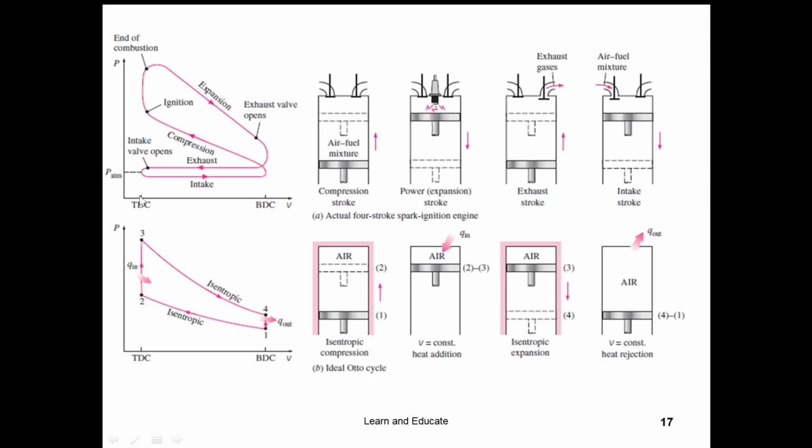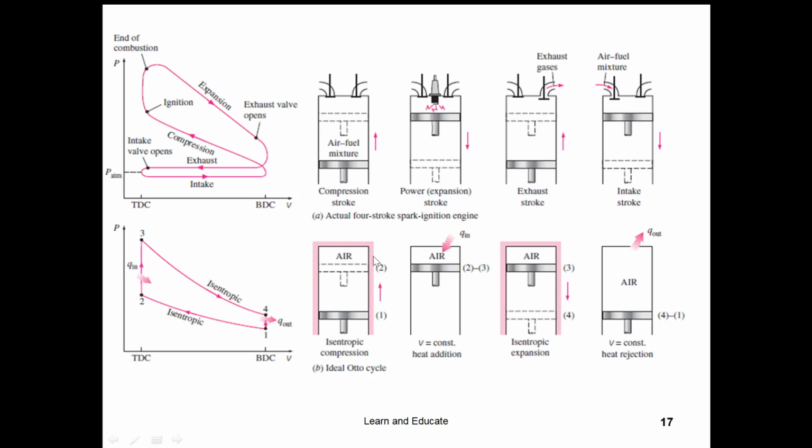And 2 to 3 is the heat addition in the form of spark. You can see the spark plug here. In the actual engine, you can see the spark plug and the valves, inlet and exhaust valves. So here, this being an ideal thermodynamic cycle, to show the thermodynamic process, air is the working medium and heat is added. Heat is added here by removing the insulation.